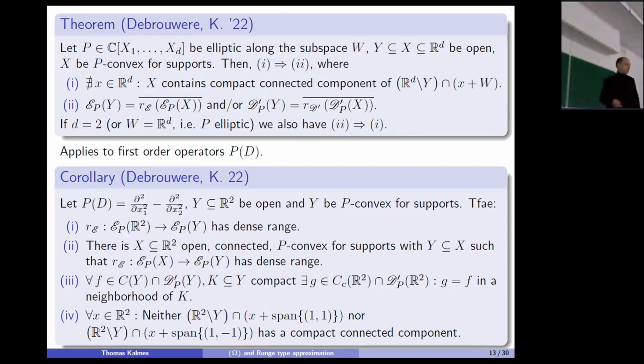which this is possible. This is possible precisely when there is no X from R2 such that the complement of Y intersected with both diagonals translated by X does not have a compact connected component. Okay, so in particular, this is applicable whenever our small set Y, which is p-convex for supports, is assumed to be connected, because then in the second item we can choose X to be equal to Y, and for every connected set Y, which is p-convex for supports, we can apply this corollary.